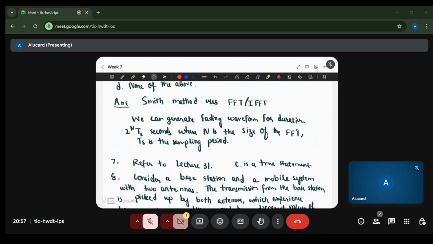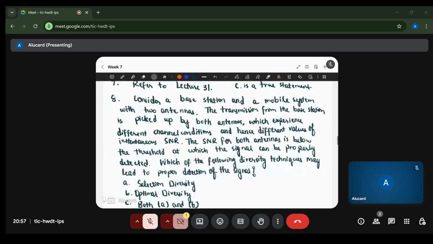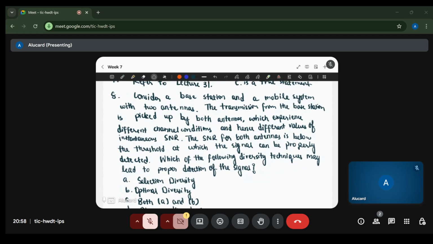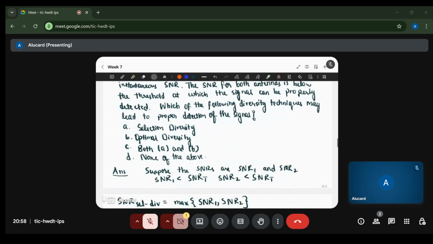Question 8. Consider a base station and a mobile station with 2 antennas. The transmission from base station is picked up by both antennas, which experience different channel conditions and hence different values of instantaneous SNR. The SNR for both antennas is below the threshold at which the signal can properly be detected. Which of the following diversity techniques may lead to proper detection of the signal? Options are selection diversity, optimal diversity, both A and B, and none of the above.